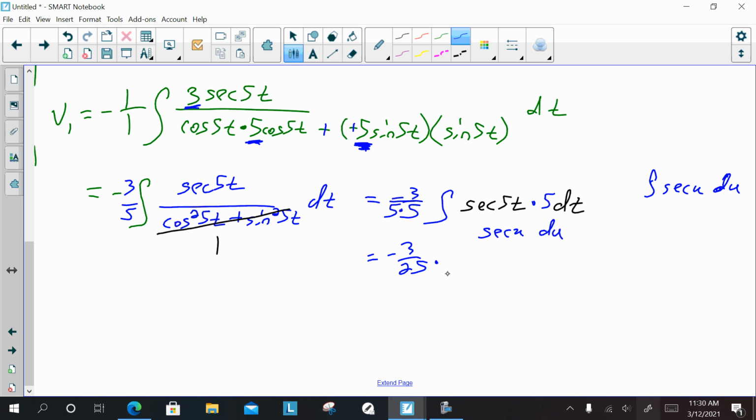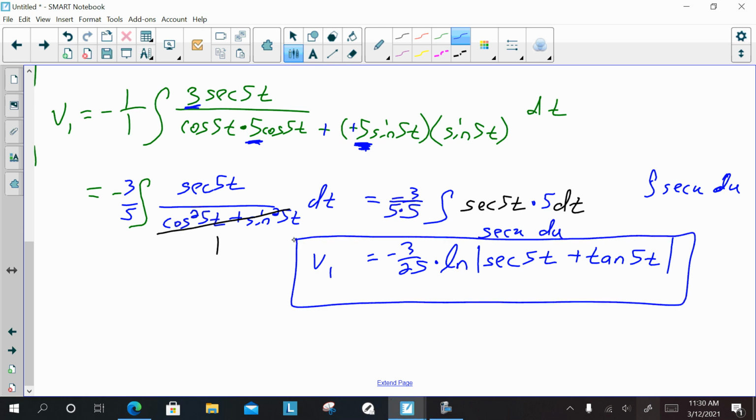Well, that's not an integral that most of us carry around off the top of our head, so we can go to our integration table and find out, well, what is the integral of secant u? So the integral of secant u is natural log absolute value of secant u plus tangent u. And then, of course, normally we have a plus c there. So this gives us V1. V1 is this. We still need to get V2. So V2, let's copy the formula for V2.